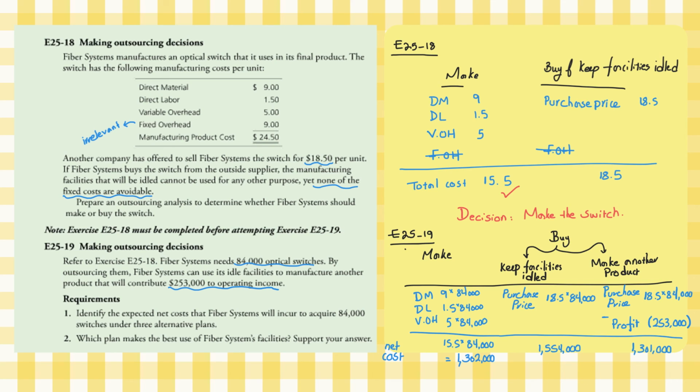So which is the best option? Again, this is cost, so you need to look for the cheaper: 1,302, 1,554, or 1,301. It's 1,301. So the decision here will be to buy the switch or to outsource it and make another product. Use the facilities to make another product.